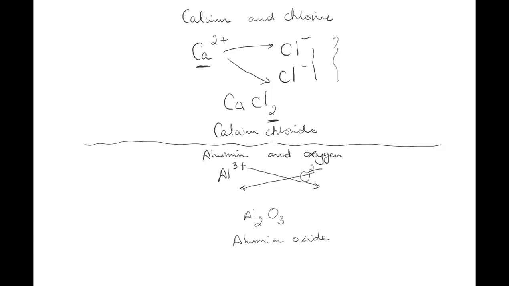Now this crisscross technique is much easier because it avoids a lot of the thinking that you have to do on how these two elements combine. Remember that they combine so that the overall charge on the ionic compound is 0. Okay, let's look at a couple of other examples.